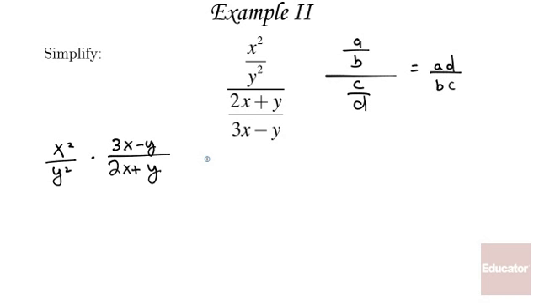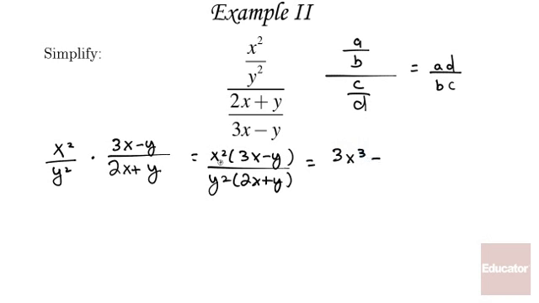Okay, so now it just comes down to multiplying two rational expressions. So this is going to be x squared times 3x minus y over y squared times 2x plus y. Multiplying this out, x squared times 3x is 3x to the third. X squared times minus y is negative x squared y over, so that's y squared times 2x, that's 2x y squared. Y squared times y is y to the third.